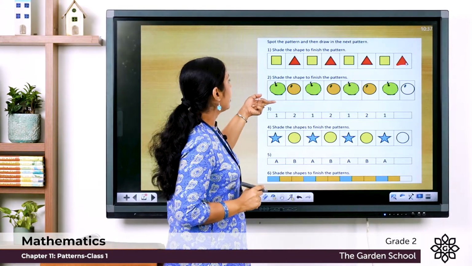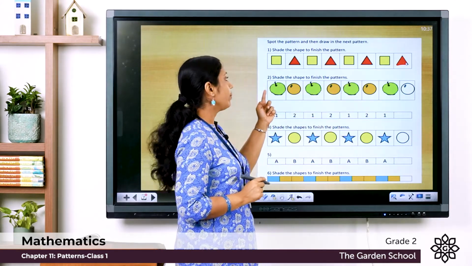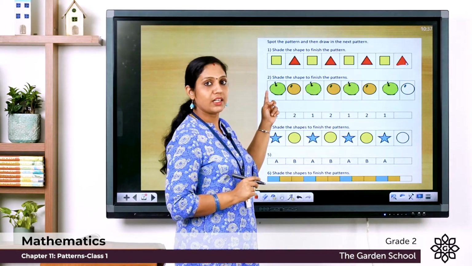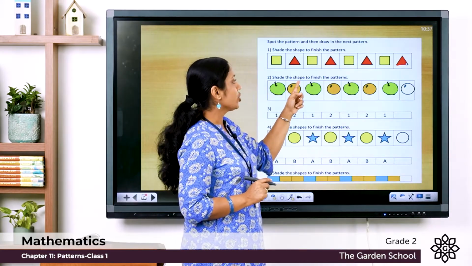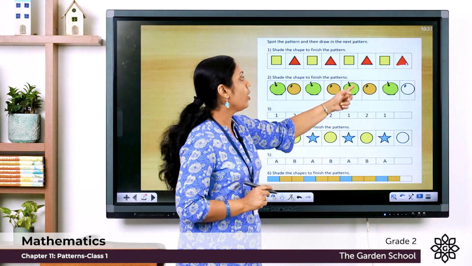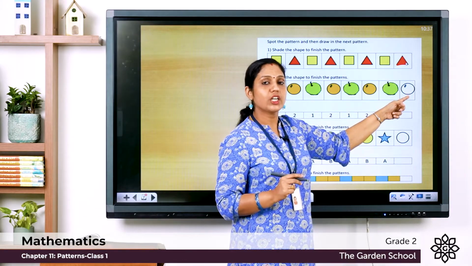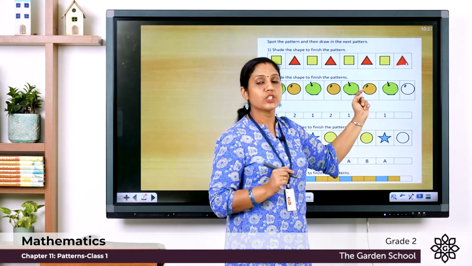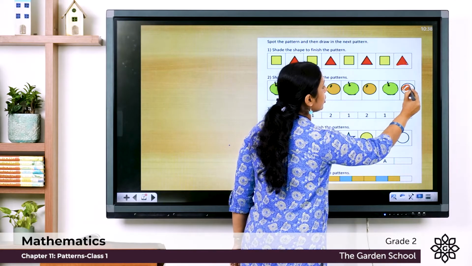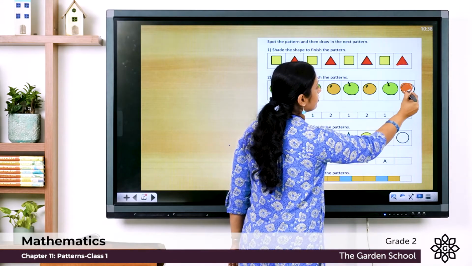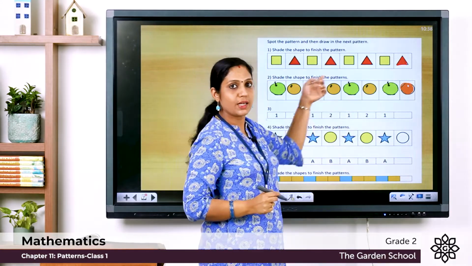Now let's look at the second one. Shade the shape to finish the patterns. You can see an apple and an orange. Apple is colored green, orange in orange color. So apple, orange, apple, orange, apple, orange, apple, orange. And here the color is not given. So which color should we shade the orange? It has to be shaded in orange color. So we'll shade the orange in the orange color. And so this sequence is complete.